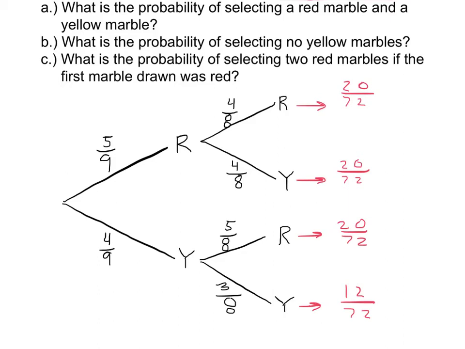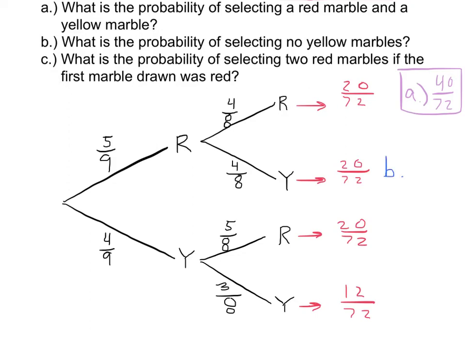So question A asks, what's the probability of selecting a red marble and a yellow marble? If you look at this whole diagram, where do you see a red marble and a yellow marble being selected? Red and yellow happened here, and red and yellow also happened here. It happened in the other order, but it doesn't matter. The problem doesn't say selecting a red marble and then a yellow marble. It just says a red one and a yellow. So if we add together this and this, we'll end up with our answer of 40 out of 72. Now that you have the answer, we can simplify it, or we can just say, congratulations, we got it.